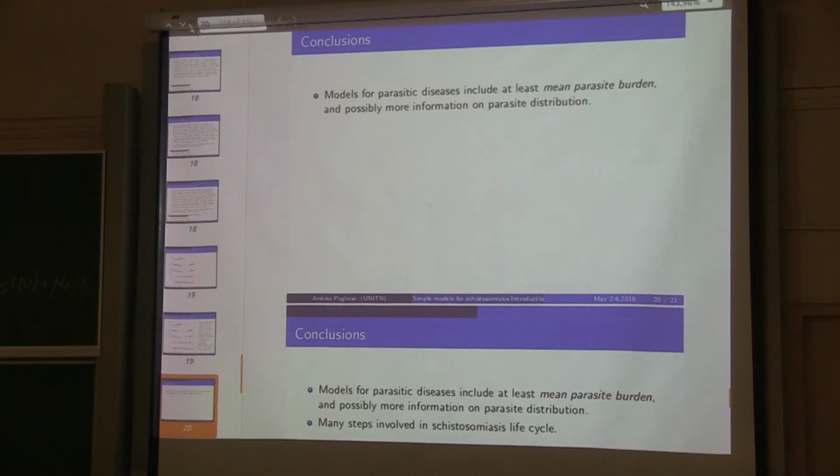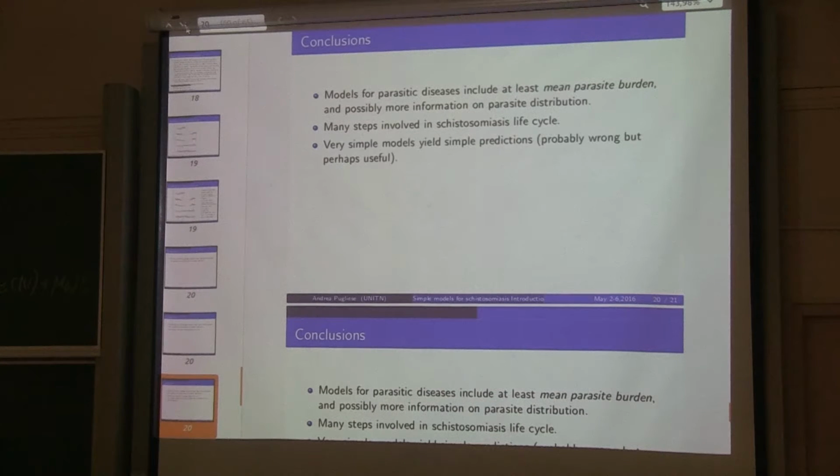I think I left some time for maybe discussion. So what are the variables that we need to describe a parasitic disease? At least we need mean parasite burden, but probably we may need some other information about parasite distribution and what causes that. There are many steps involved, and from very simple models, you get very simple predictions. So maybe they are wrong. Probably, certainly, they are wrong in exact form, but still they may give you some useful insight on what you may want to do.